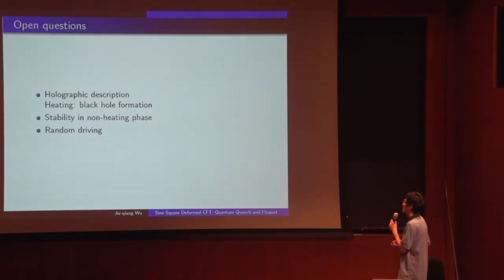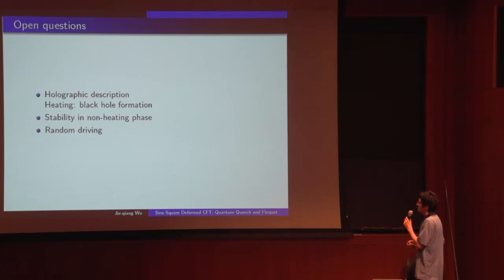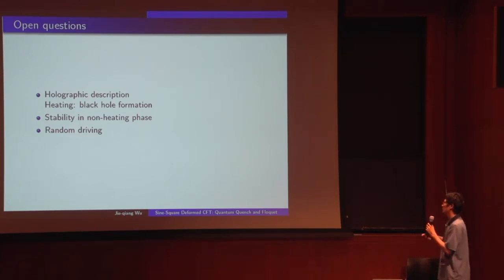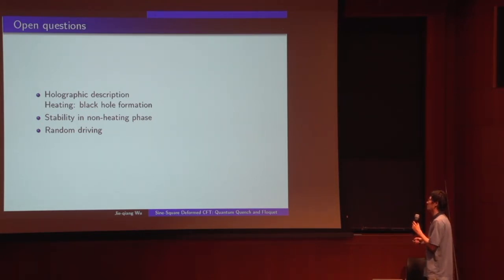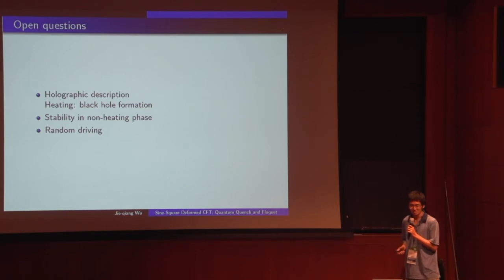And there are also some open questions. First, the holographic description is straightforward, maybe a little subtle for the heating phase. The second question is about the stability of the non-heating phase. For example, in the non-heating phase, if we turn on some interaction, whether this oscillating behavior is stable. And the third question is about random driving. We also tried to drive the system randomly, and we found that the system is always heating. But an analytical explanation would be good. Yes, thanks.